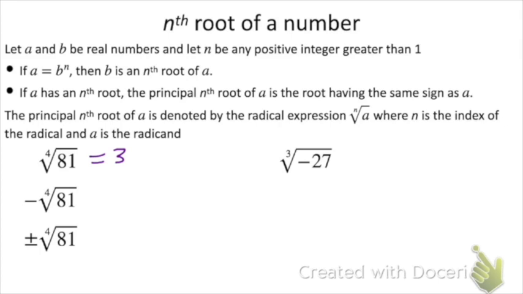Now we have the opposite of the fourth root of 81, so this is negative 3. Then we have the plus minus signs. That means we bring the plus minus sign with, and the nth root of 81 is 3. Then we have the cubed root of negative 27. We can take the cubed root of a negative number because a negative times a negative times a negative is negative. So we're going to bring a negative out. And the third root of 27 is 3, because 3 times 3 times 3 is 27. So our answer is negative 3.